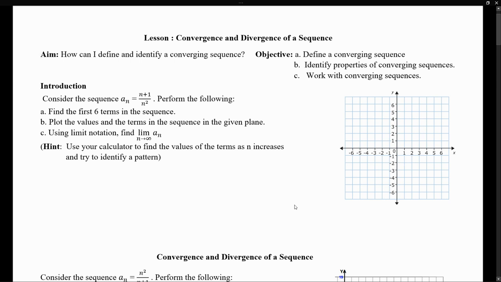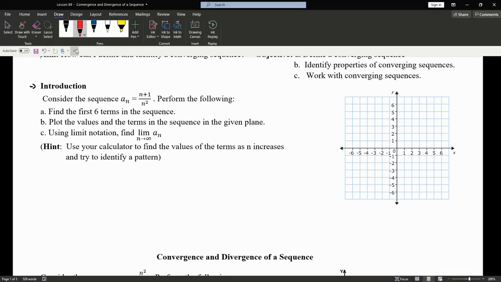Welcome. In this video, we will talk about the convergence and divergence of a sequence. Let's start by discussing this small introduction question. Here we have an explicit formula. We don't know if this sequence is geometric or arithmetic, we just know that it's a sequence. What we want to do is first find the first six terms. So let's find those terms.